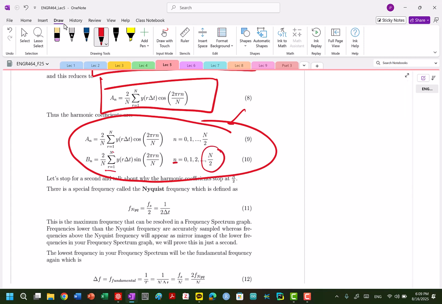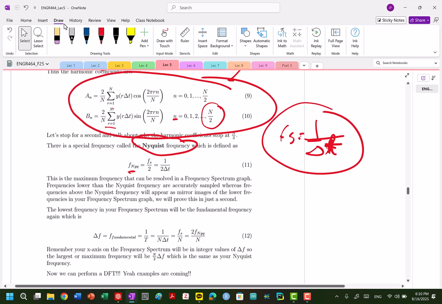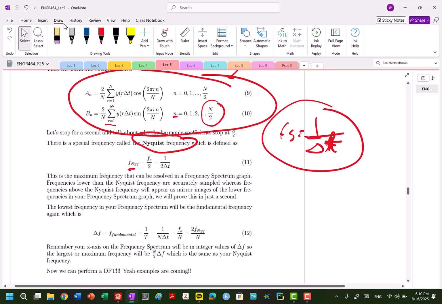Now, why is this? This is because this is our Nyquist frequency. If you look at your Nyquist frequency, your f of s is equal to 1 over delta t. You can rewrite that essentially, you can see this here, and it's going to stop at n over 2. So that is our f Nyquist, and we can rewrite that.